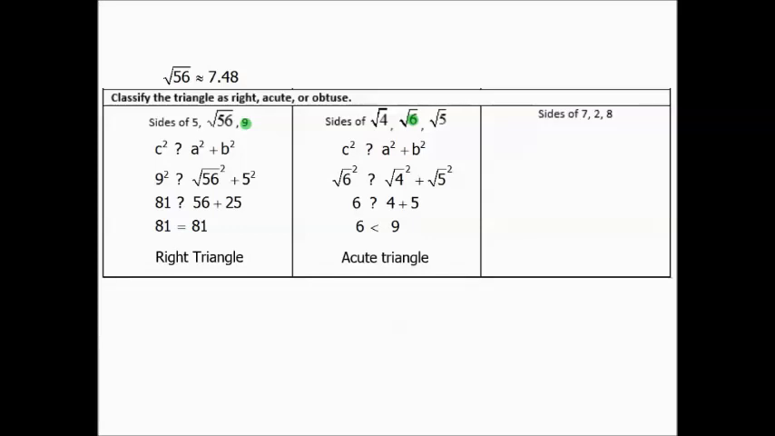Finally, I have 7, 2, and 8. Looking at that, 8 is my largest number there. So I'm going to ask myself the same question. I'm going to plug the 8 in for the largest number, or my c, find those square numbers, add them together, and I can see that 64 is greater than 53, making it an obtuse triangle.